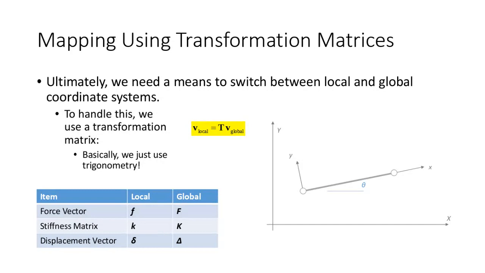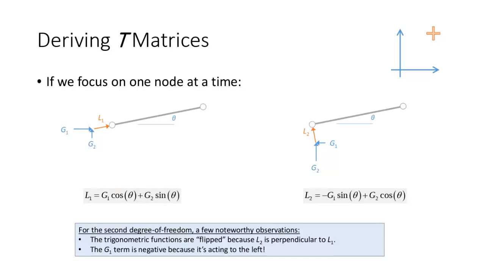Now, the way that we formulate this is we take a vector in the local coordinates, we say it equals the transformation matrix times the vector in the global coordinates, and all we have to do is fill those terms in. But I promise it's really easy to derive this. It's just trig, okay? So remember, everything to the right is positive, everything upward is positive. So check this out. If we focus on one node at a time, and 1 degree of freedom at a time, and we look locally at these two images, this is local degree of freedom 1, this is local degree of freedom 2, right?